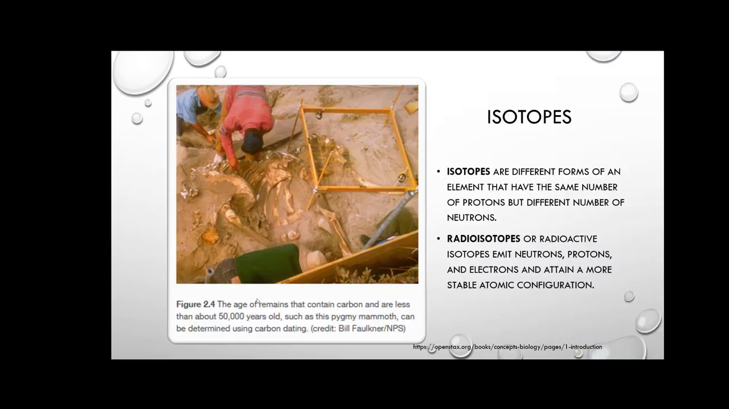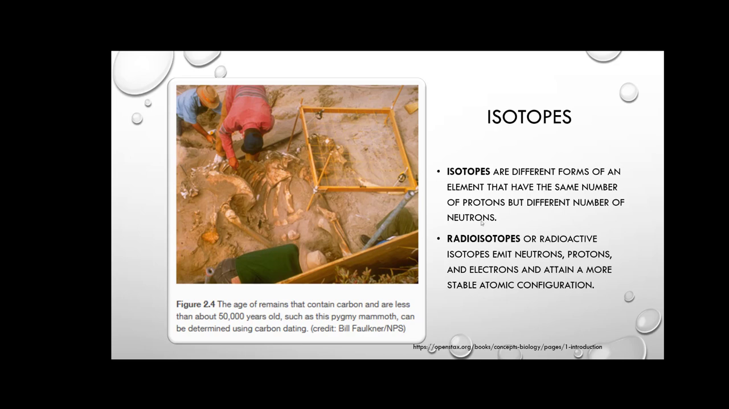So again, what are isotopes? Isotopes are just different forms of an element that have the same number of protons, but different number of neutrons. So for example, we can do carbon dating. With carbon dating, we can actually look at how old something is based on the amount of carbon 14 to carbon 12.